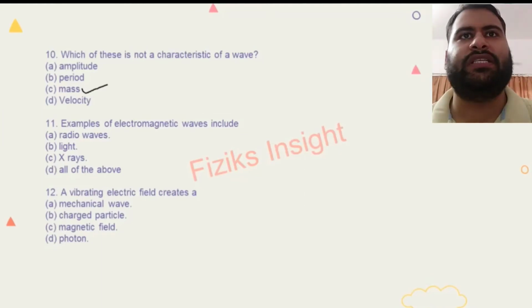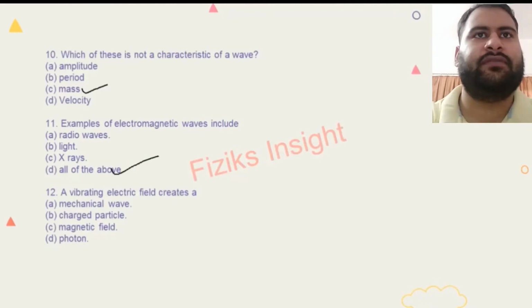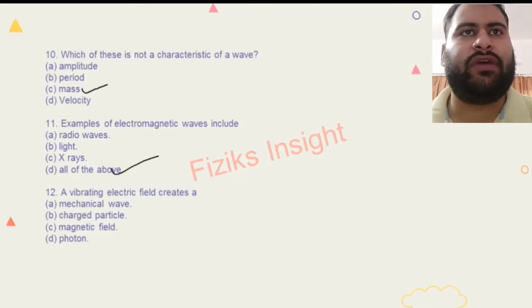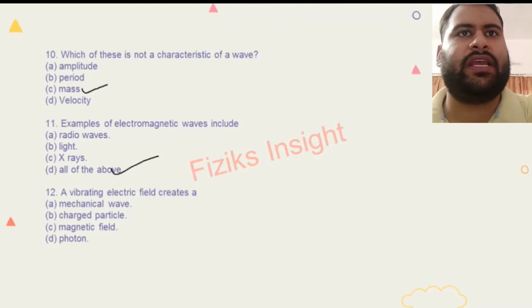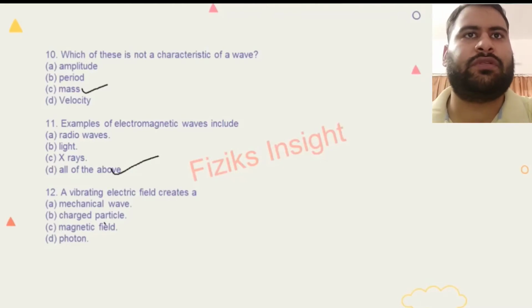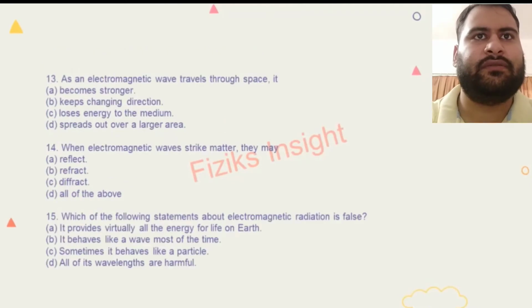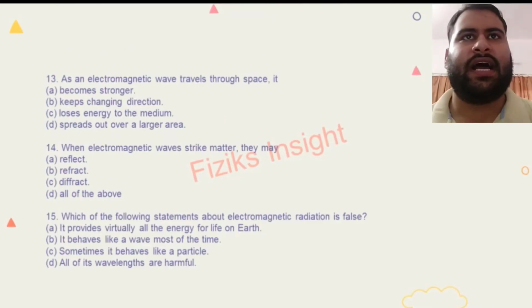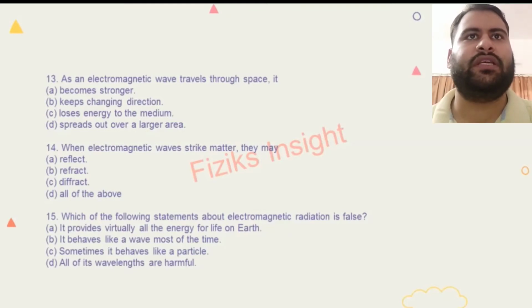Next is the 11th question. Examples of electromagnetic waves include radio waves, light, X-rays, all of the above. So all of the above is the correct answer. Now in the 12th question, a vibrating electric field creates a, the correct option is magnetic field, the C part. Now in the 13th question, as an electromagnetic wave travels through space, it becomes stronger, keeps changing direction, loses energy due to the medium, or spreads out over a large area. So the correct option is D part.